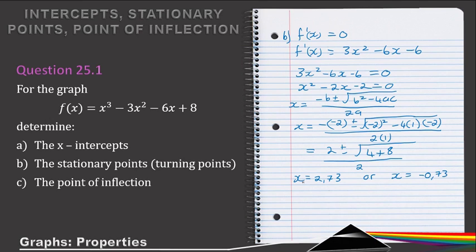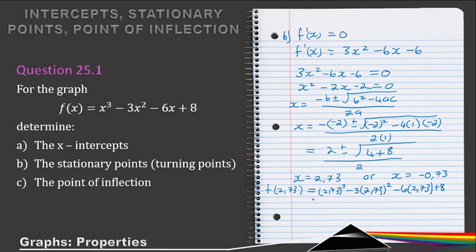Right, now to find the y coordinates, we substitute it into our original graph. So f of 2.73 is equal to, now that is going to be 2.73 cubed. Now, as I mentioned before, here you can actually fast forward until I've done all these calculations. So this is minus 3 times 2.73 squared, minus 6 times 2.73, plus 8.